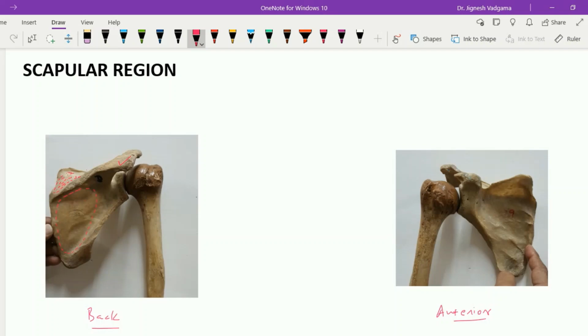And here on this humerus bone, at the head of the humerus, this is the articular surface of the humerus, and here this is the greater tubercle of the humerus. Within the greater tubercle of the humerus, we appreciate three flattened impressions: one is the upper impression, one is the middle impression, and one is the lower impression. So let's see the muscles attached over the scapular region.